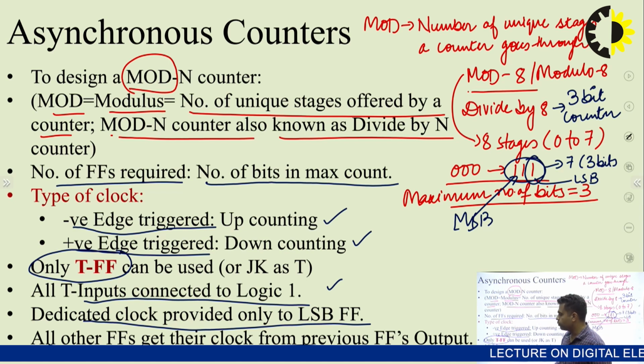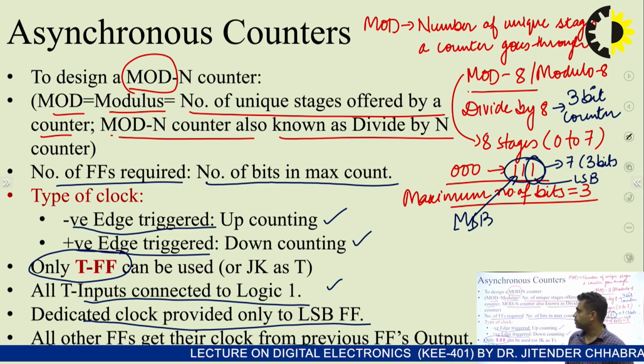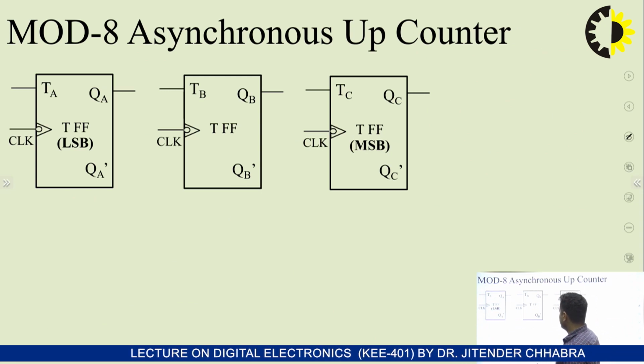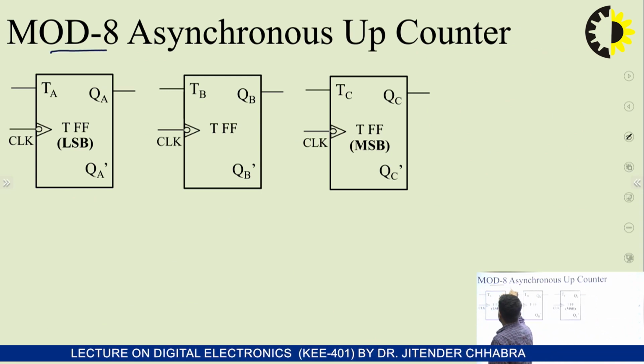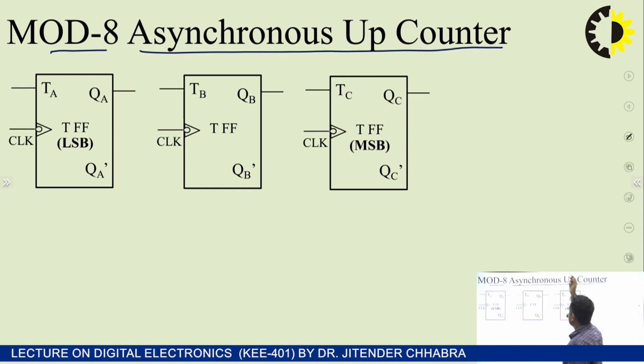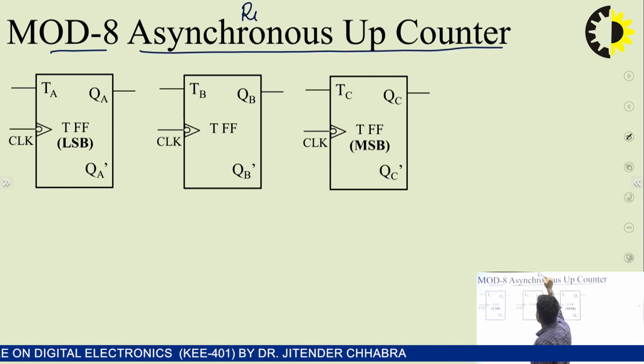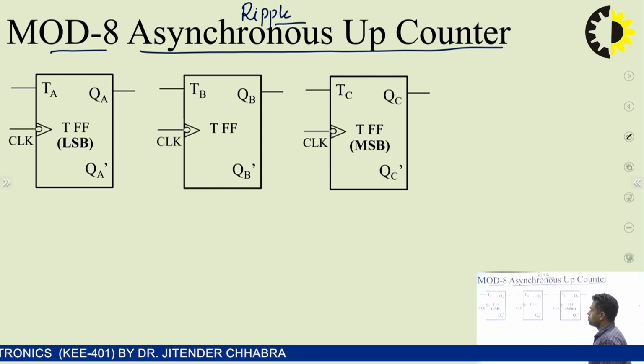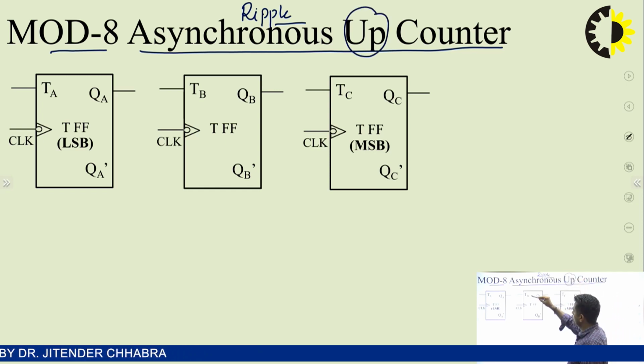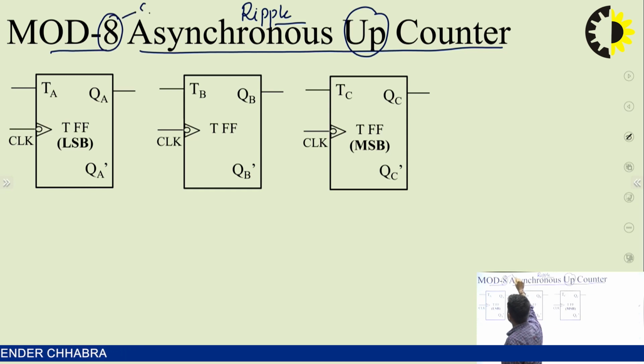So these are some common points regarding asynchronous counter, whatever the mode be, whatever the kind of operation be, either up counting or down counting. These are some common points which we need to keep in mind while designing a counter. So now let's design a mode 8 asynchronous up counter. Now one more thing, asynchronous is also known as ripple counter.